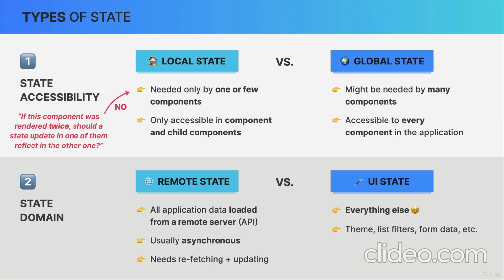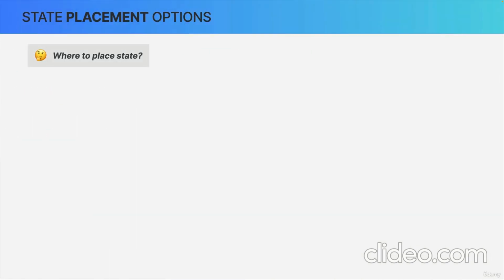UI state, on the other hand, is usually synchronous and stored right in the application and does not interact with any server at all. And so this means that UI state is very easy to handle with the tools that we already know of. So things like useState or useReducer. And we will take a closer look at these tools later in this lecture, but for now, let's focus on where we can actually physically place each state variable in our codebase.